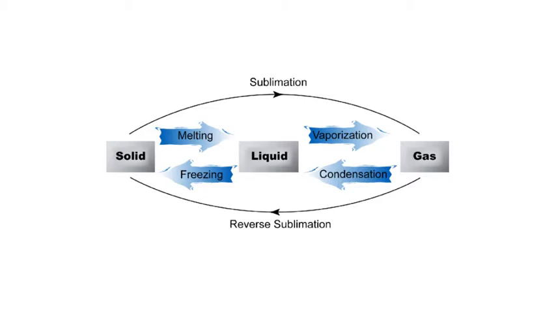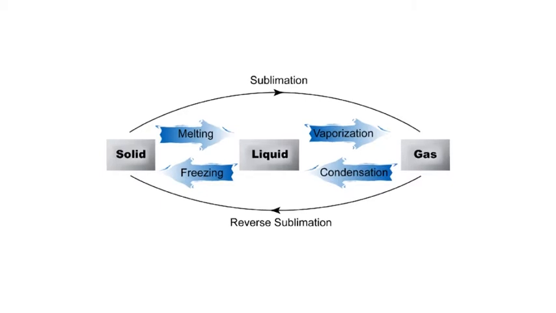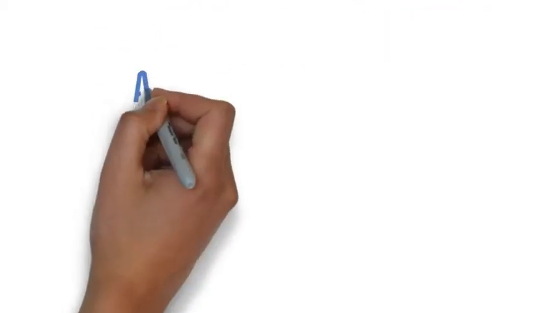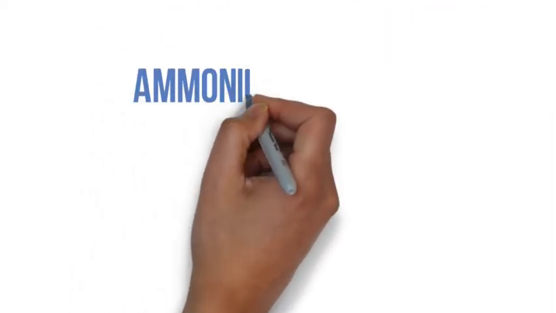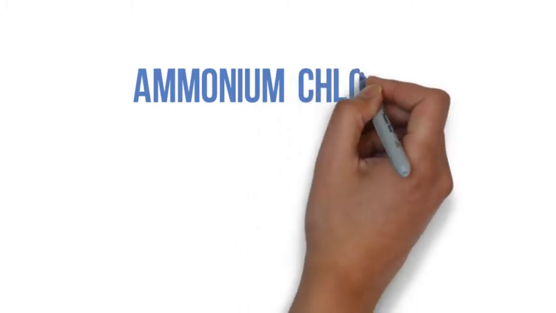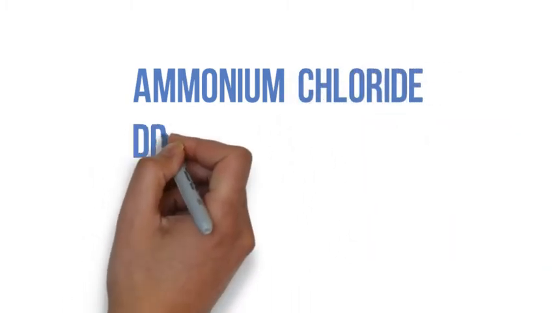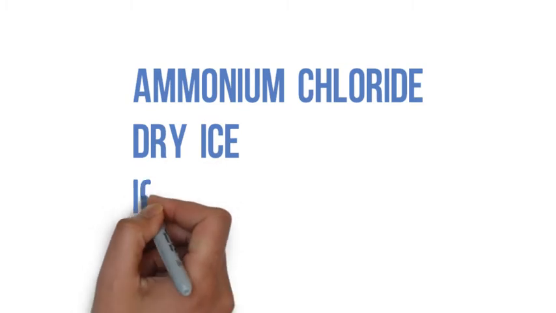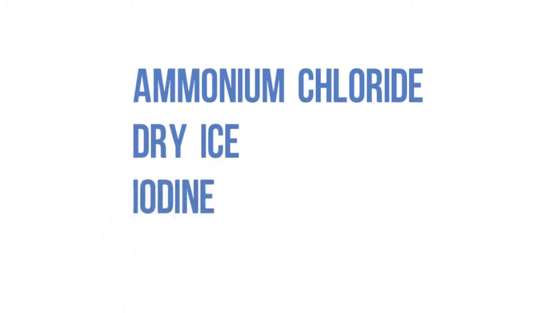Sublimation is a process in which a solid is converted directly into gas, and there are some compounds which show this property. For example, ammonium chloride, dry ice, and iodine. Dry ice is carbon dioxide, while iodine is I2. These compounds show this property.